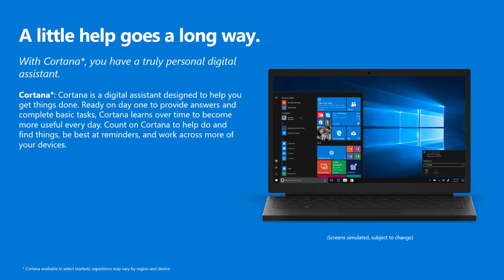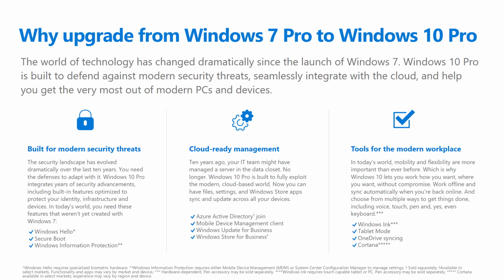So now let's go through and summarize some of the things that we just spoke about. Let's start off with why upgrade from Windows 7 Pro to Windows 10. One of these is being built for modern security threats. So hello, Secure Boot, Windows Information Protection. With the cloud-ready management side, we've got Azure AD Join, the MDM client, Windows Update for Business, Windows Store for Business, and then tools for the modern workplace: Windows Ink, tablet mode, OneDrive syncing, and Cortana.